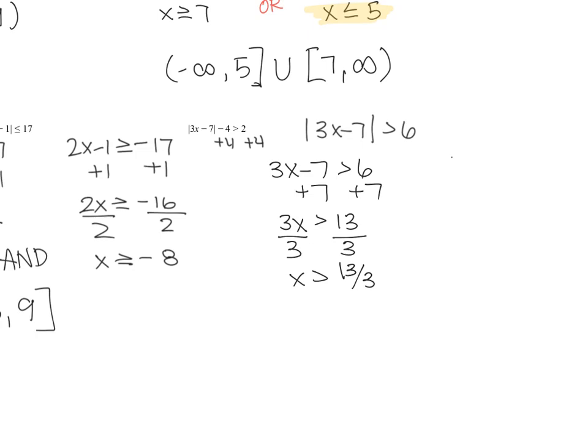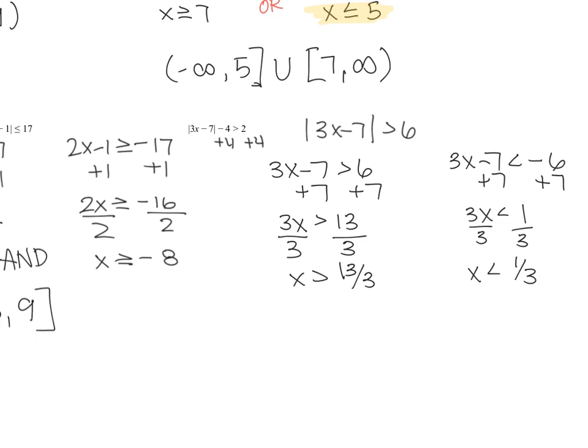So the second inequality we want to solve, we're going to do 3x minus 7. We're going to flip the inequality, so less than, and we're going to flip the sign of my number, so negative 6. We're still going to add 7 to both sides, so we get 3x is less than 1. Then we're going to divide both sides by 3, and we get x is less than 1/3.